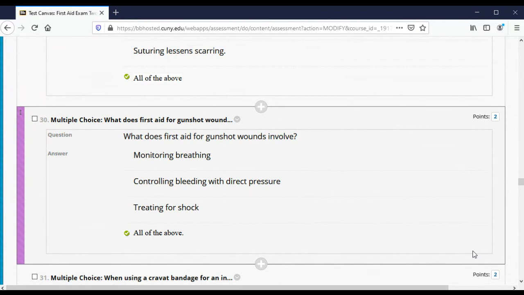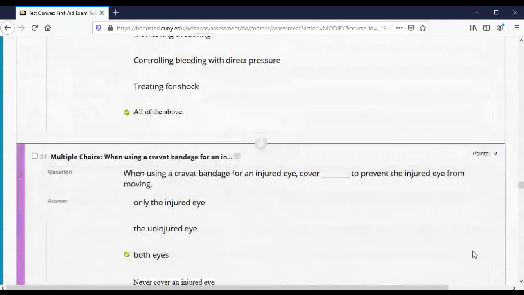you learn to do. What does first aid for gunshot wounds involve? Well, hopefully you'll never be in a situation where you have to provide first aid to a gunshot wound, but very fundamental answer here: monitor breathing, control bleeding with direct pressure, treat for shock, all of the above. And most importantly, the answer that's not there is stay away if it's still a dangerous situation. So all of the above is the answer.